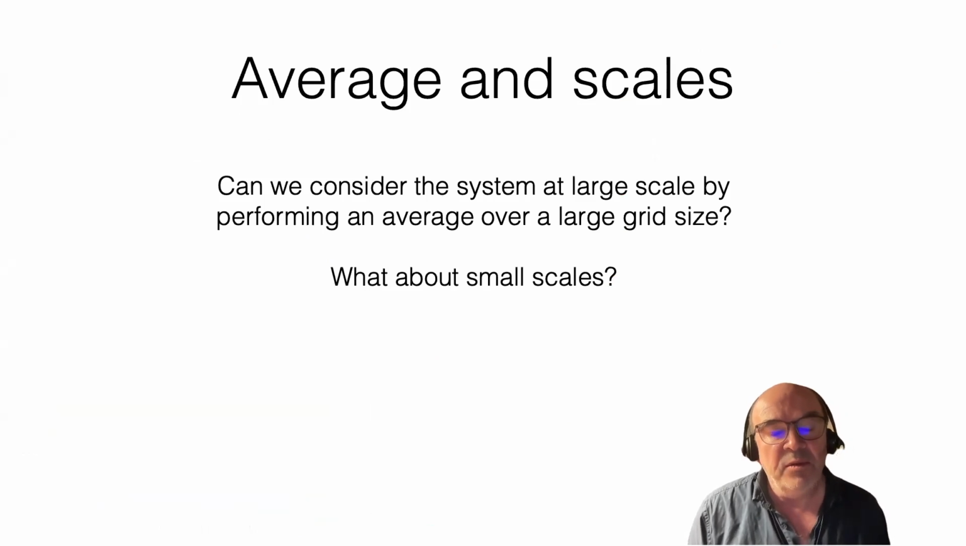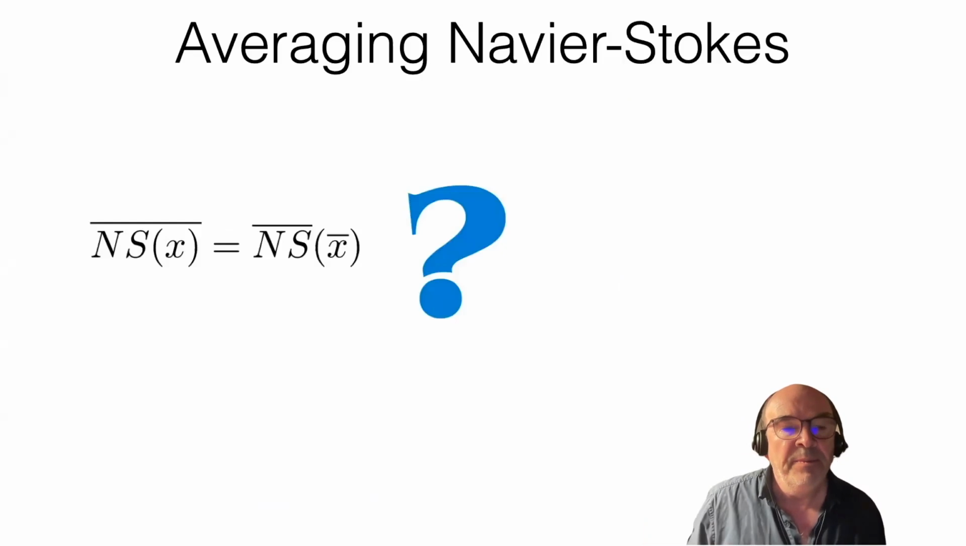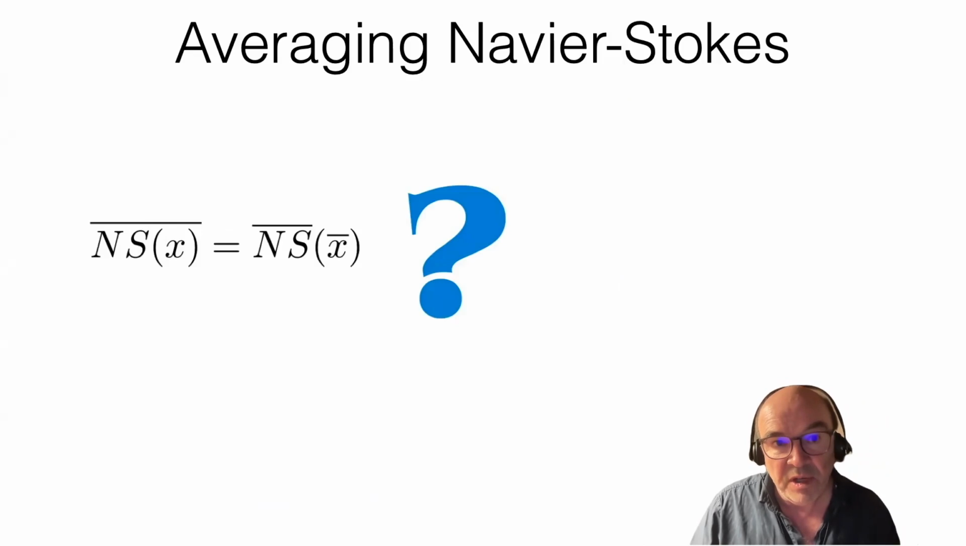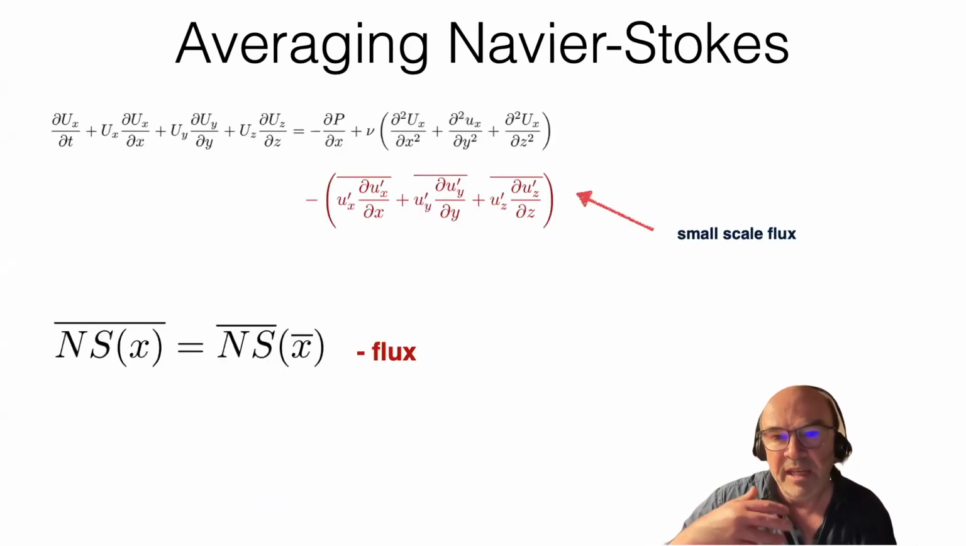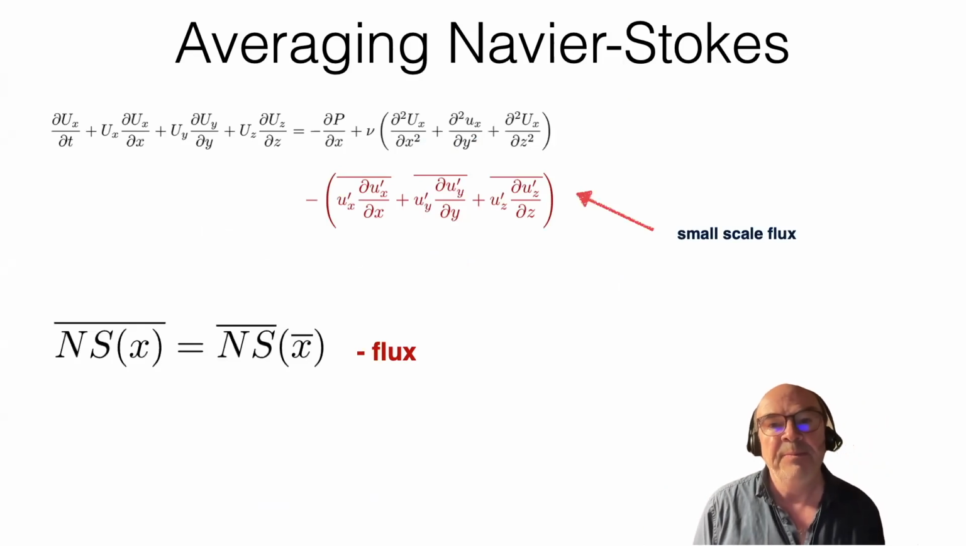So we can ask the question: can we consider the system at a large scale by averaging on a big grid size? What about the small scales? Put another way: is the average of the Navier-Stokes equation, the reality, equal to the model at a given grid size? Can we neglect the small scales? The answer is no, because we need to add what is written here in red.